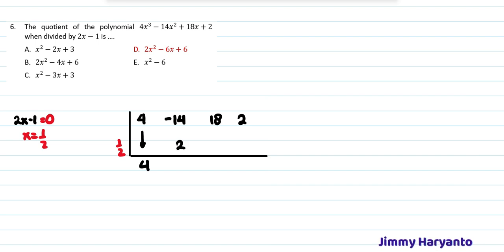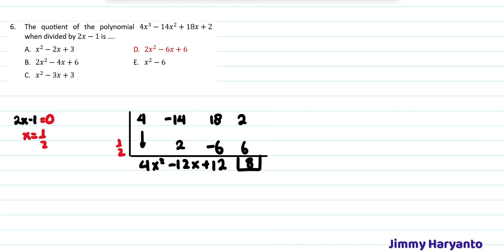Then this one is 4. 4 times half equals 2. Negative 12 times half equals negative 6. This one is 12. 12 times half equals 6. The remainder will be 8. So our quotient will be 4x squared minus 12x plus 12.